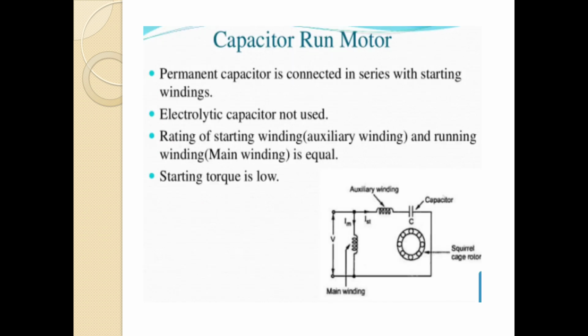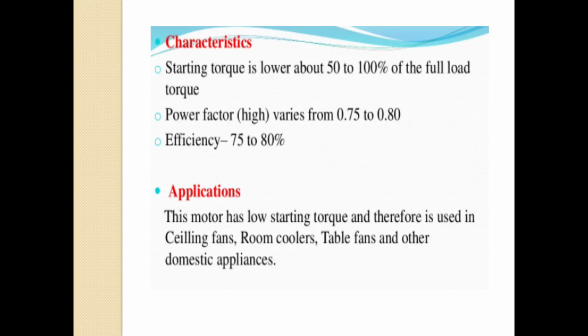Capacitor run motor. In this motor, the capacitor is permanently connected in series with the auxiliary winding. No centrifugal switch is connected to the motor. The capacitor value will be 20 to 50 microfarad. It is an AC paper oil type capacitor. And this is the circuit diagram of the capacitor run motor. Then characteristics.